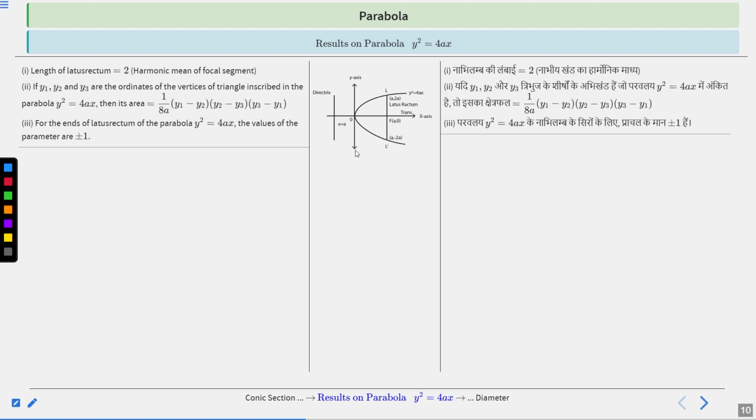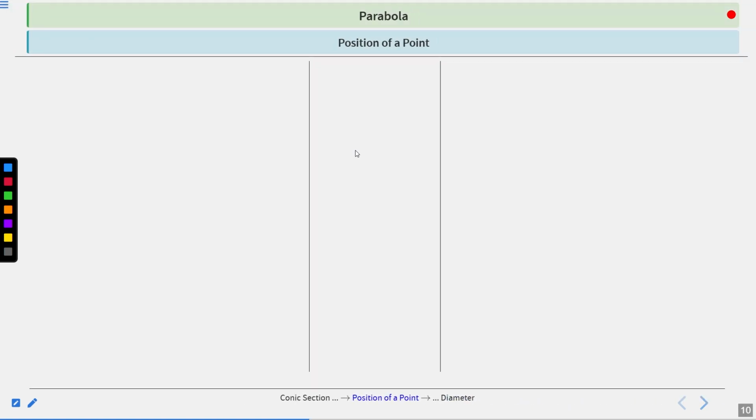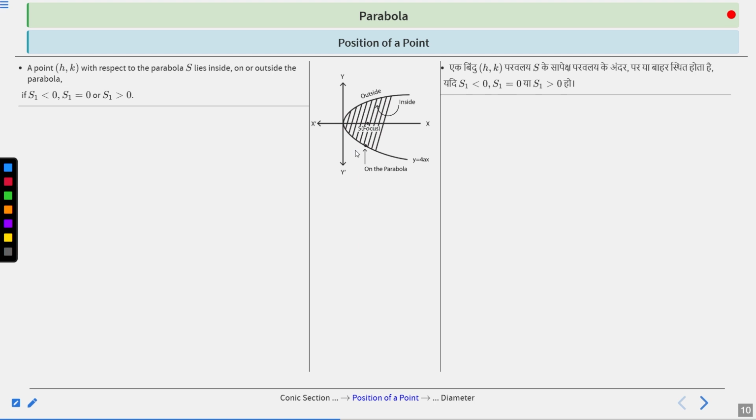Okay, so the position of a point. Suppose we have a parabola y² = 4ax. A point (h, k) with respect to the parabola S lies inside, on or outside the parabola if S1 < 0, S1 = 0, or S1 > 0 respectively.